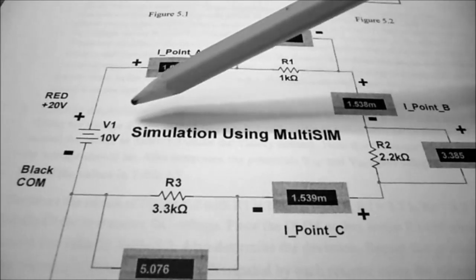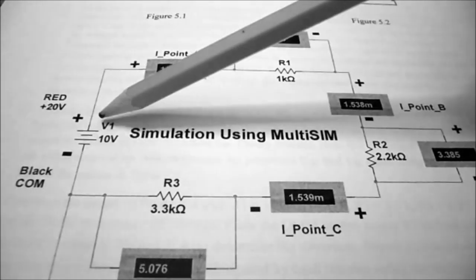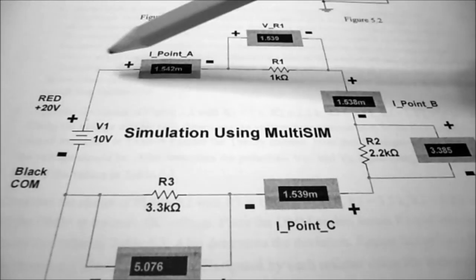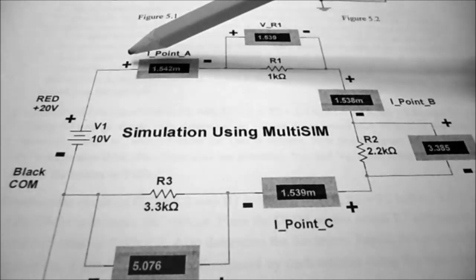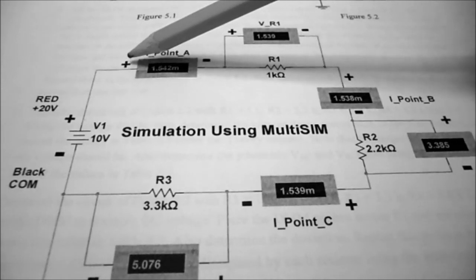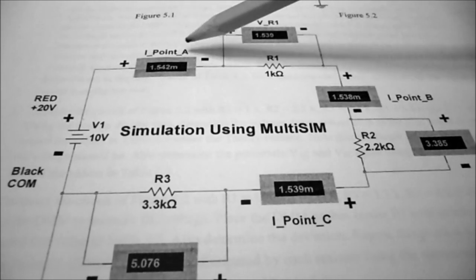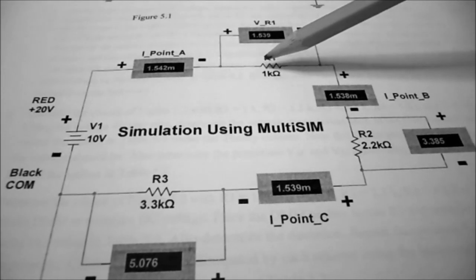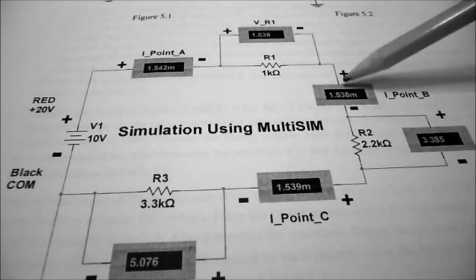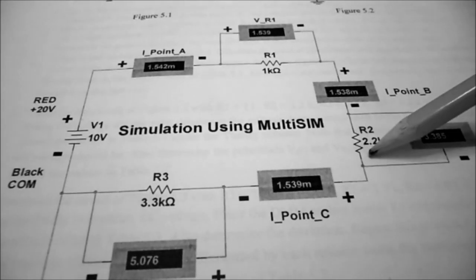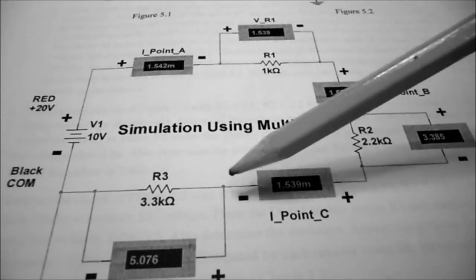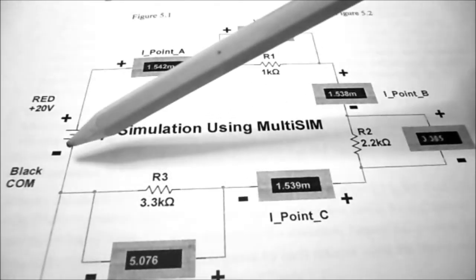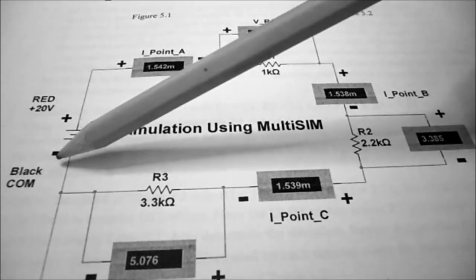So you're welcome to reference my simulation here. We can see that the positive is going to come from the 20 volt terminal, and that's going to go to the positive or the milliamp hole on our ammeter, and the negative of the ammeter is going to come to our resistor at 1K, and the other leg of the 1K is going to go to the 2K, and the other leg of the 2K has to go to the 3.3K, and the last leg of the 3.3K comes back to the common of our power supply.